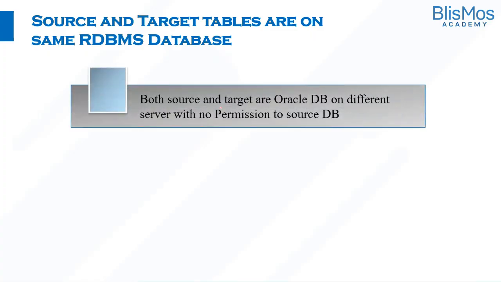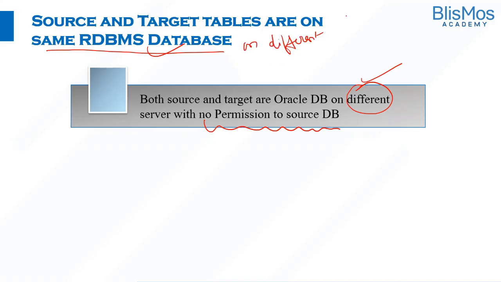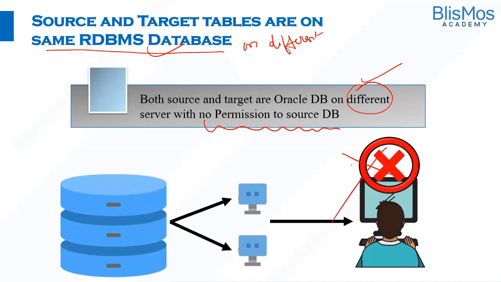Here, the scenario is source and target tables are on the same RDBMS database, but on a different server, and there is no permission to access the source DB. Let me repeat again. Both source and target are in the same RDBMS, but on a different server with no permission to access the source DB.